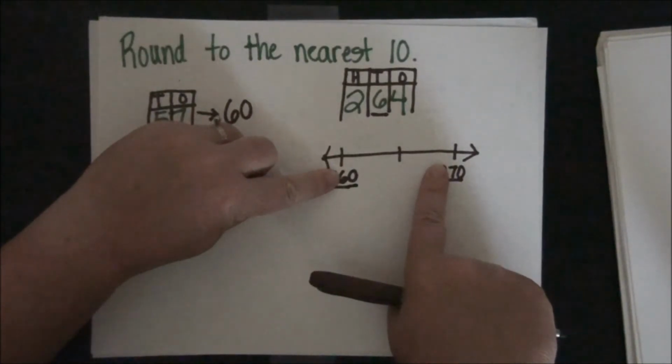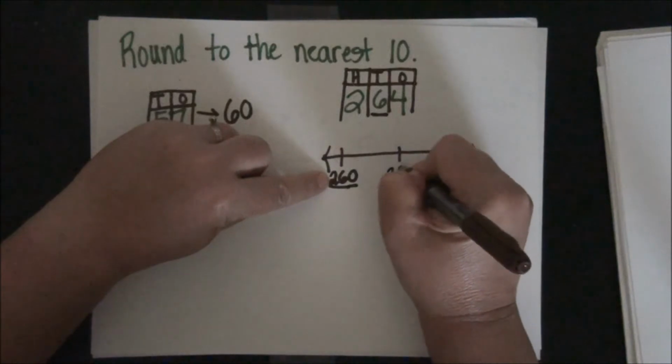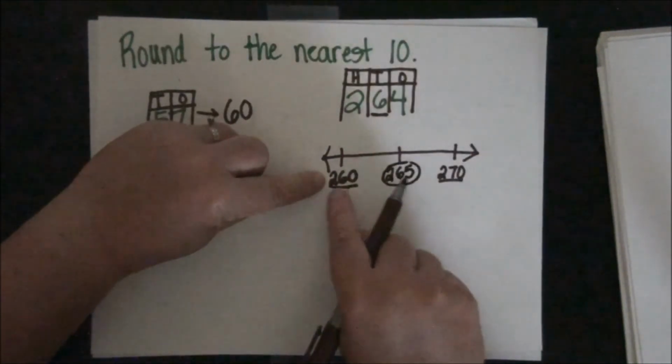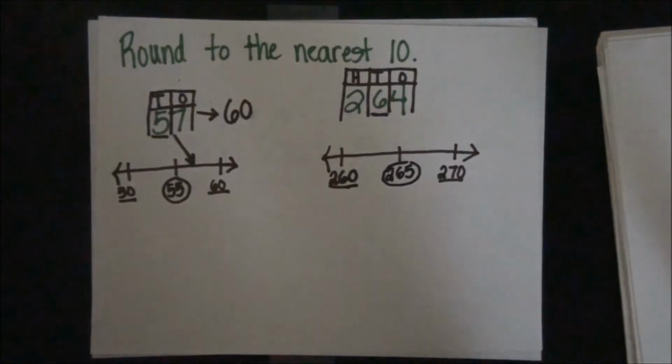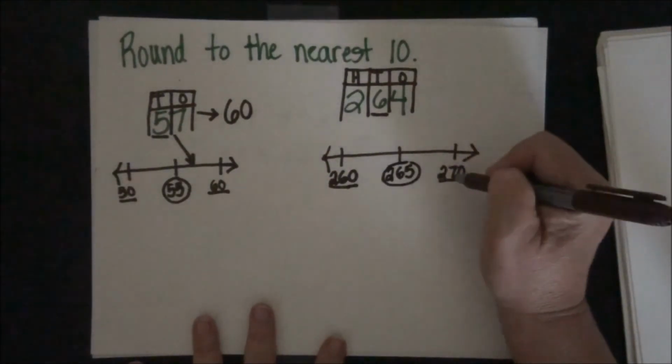So now I want to think to myself, what number is exactly in between 60 and 70? Well, I know it has to end in a 5, so it's 65. And actually, it's 265. We keep that 200 consistent because all we're doing is dealing with the tens right now. Okay, so I have 265.